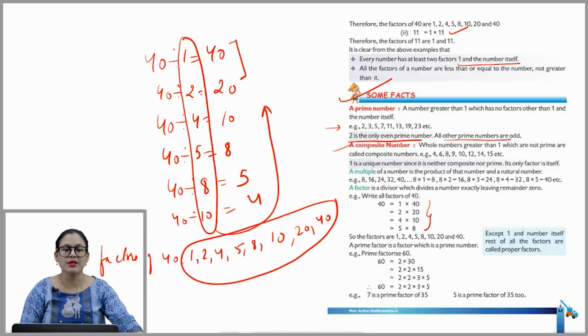Next, example: 7 is a prime factor of 35. 5 is a prime factor of 35.